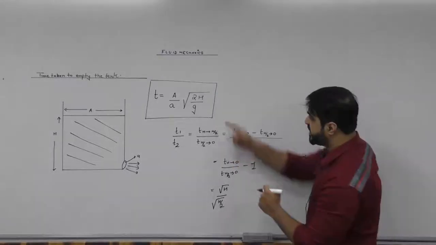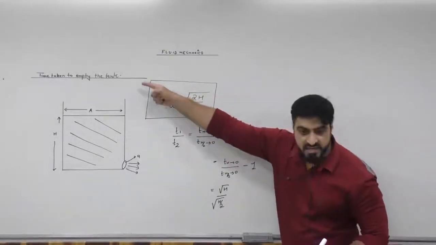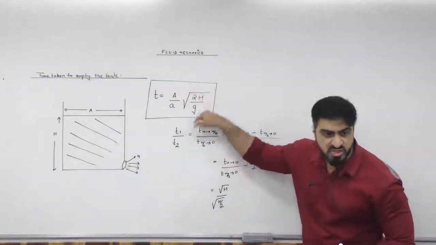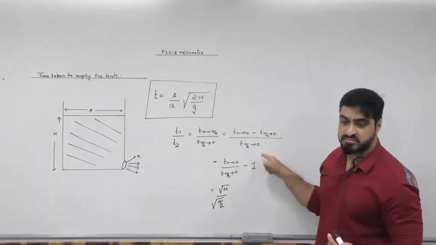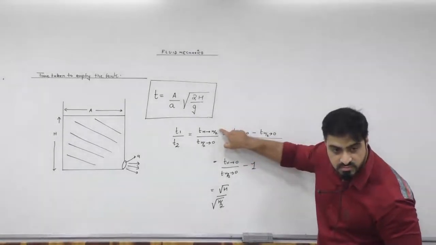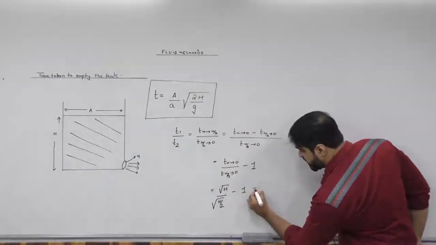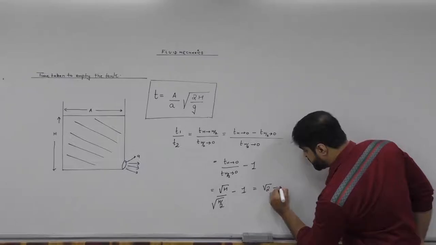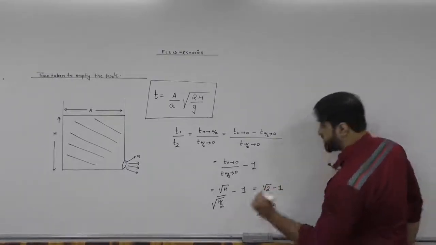And this is from H to 0. This time is from emptied the tank na. So from H to 0. So trick aise apnana hai taki 0 par leke jana hai. This will not work. So this will become minus 1, this answer will become root 2 minus 1. That is 0.414. That's the answer.